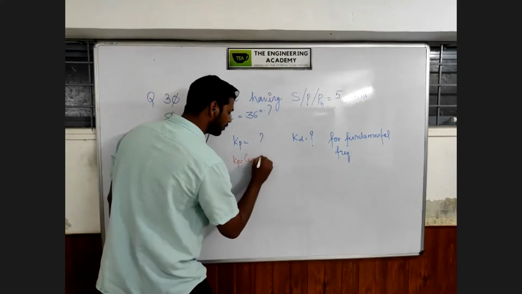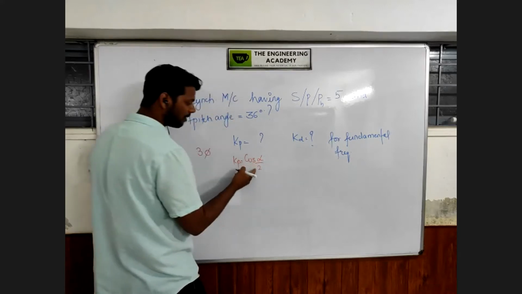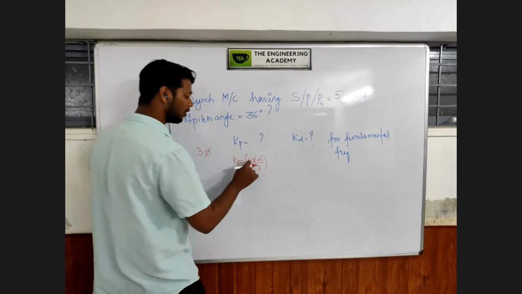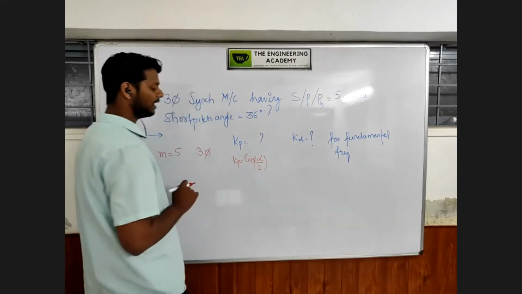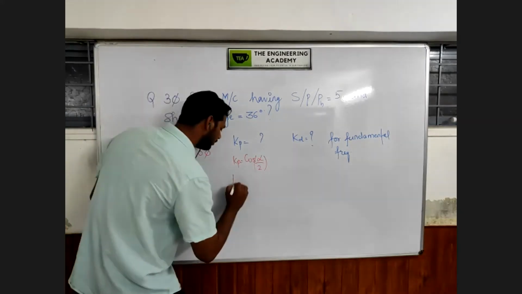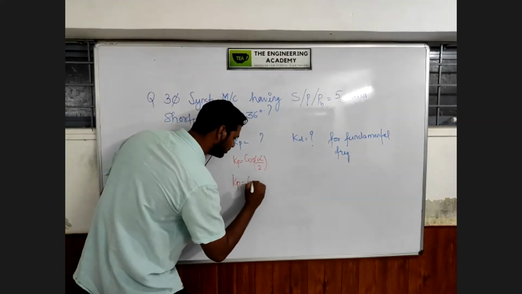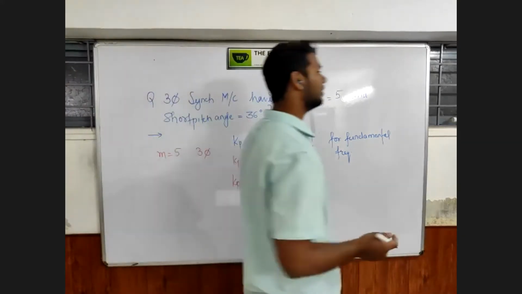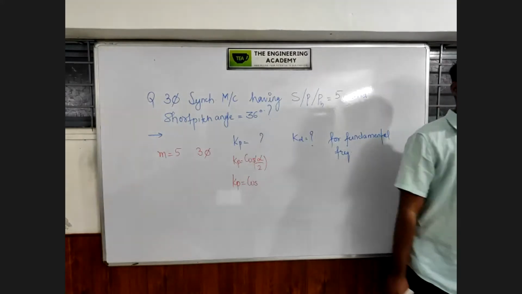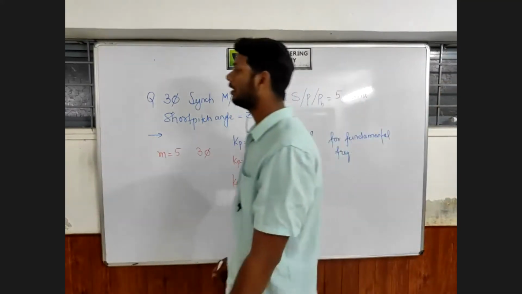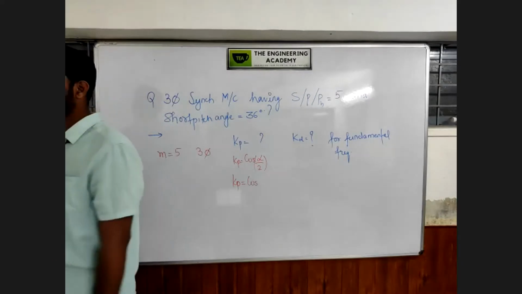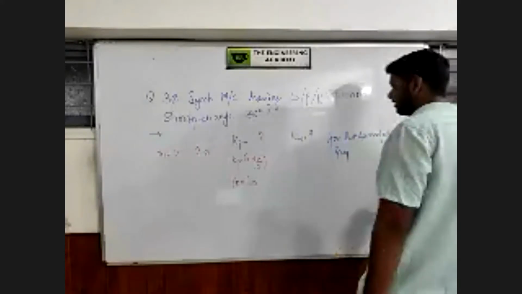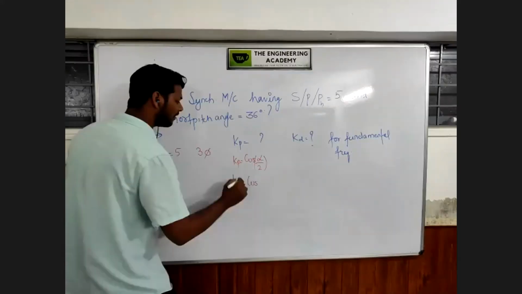Kp is equal to cos(alpha/2). This is in brackets, not the whole cos alpha divided by 2. So Kp is equal to cos of what? Can anyone tell me the value of alpha? Is it given in the question or do we have to find it? 36. Okay, good. So the value of alpha is equal to 36.